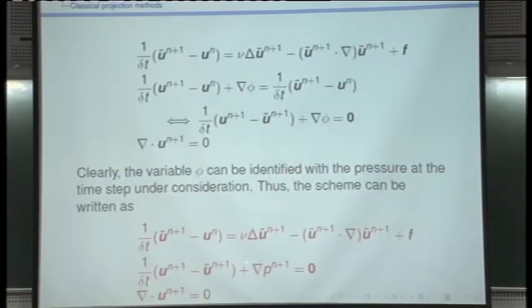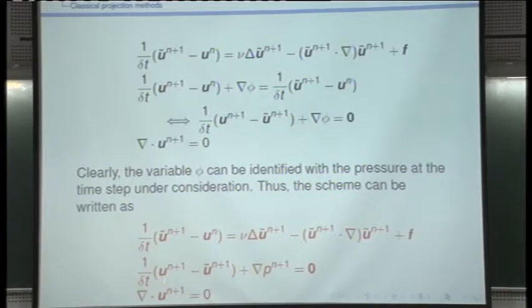The variable phi can be understood as the pressure. So that's the problem I will finally solve. As you see, from the first equation, which is a convection diffusion equation in time, I solve for u tilde, and then from the second equation I can compute the pressure and the end of a step velocity.